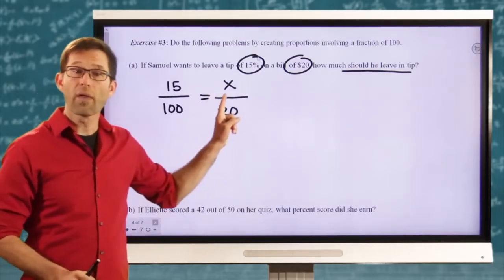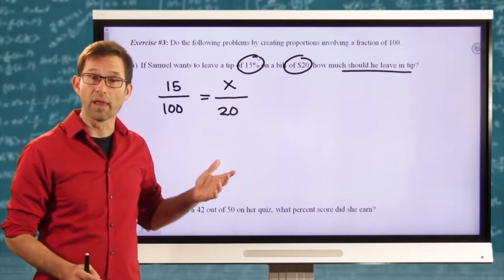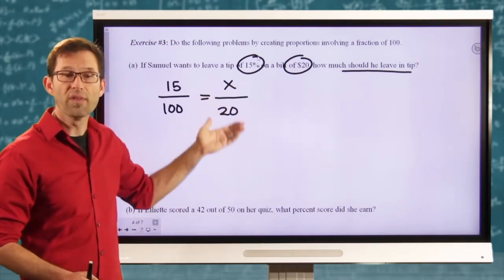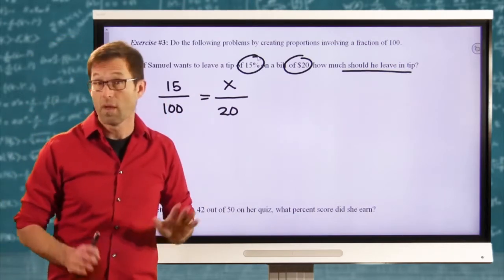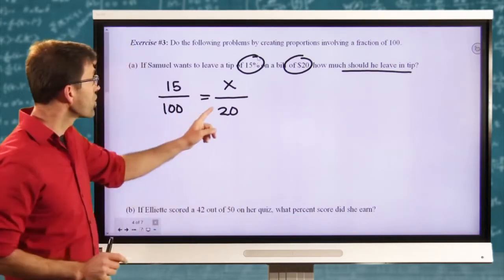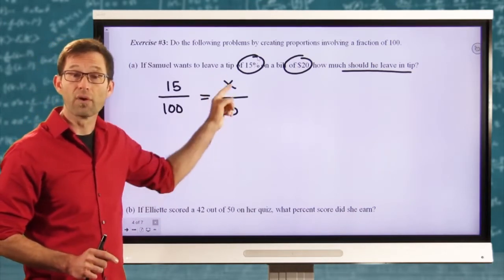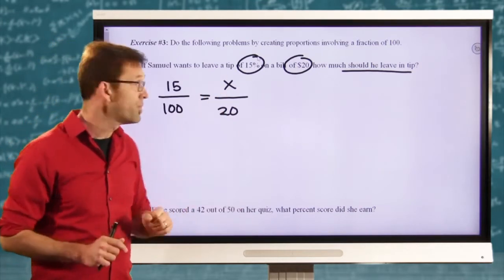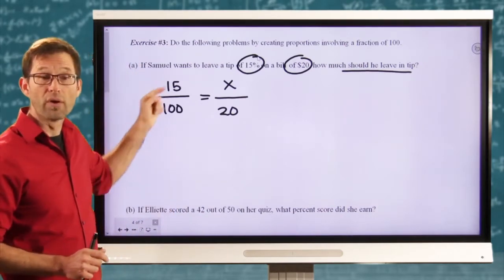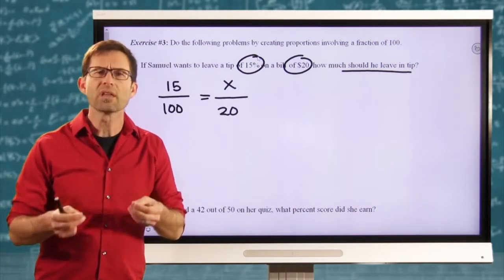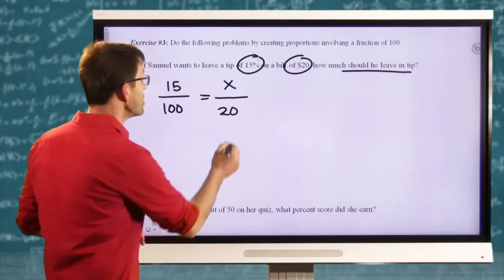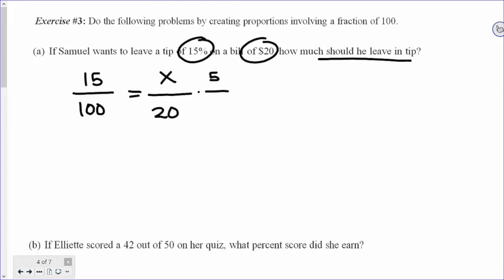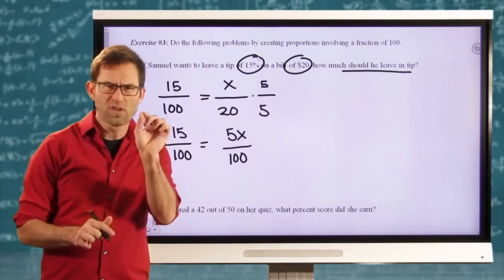And again, to really figure out this x, all we have to do is manipulate it so that this fraction and this fraction look the same. Now you could do that in one of two ways. You could either multiply both numerator and denominator here by 5, or you could divide numerator and denominator here by 5. Since we've been sticking with the idea of multiplication, let's do that. Let's multiply by 5 here and by 5 here, and that'll give me 15 out of 100 is equal to 5x out of 100.